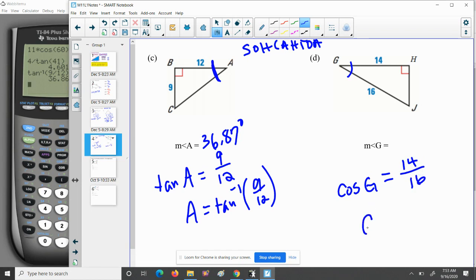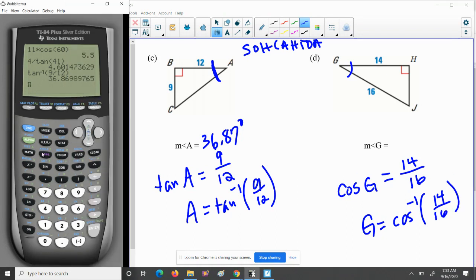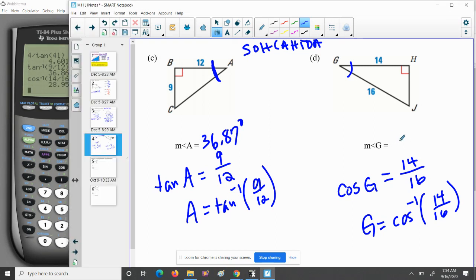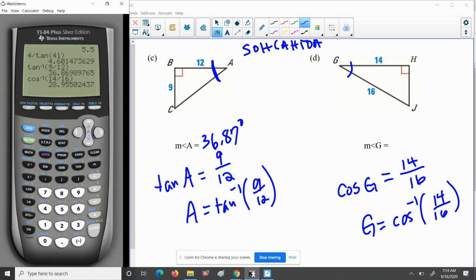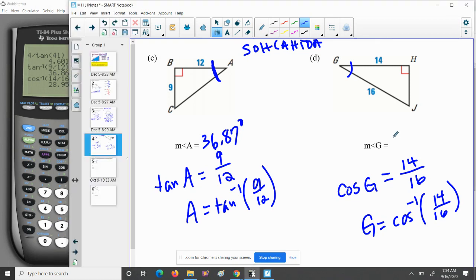Now we want to get the angle, so we're going to have to take the inverse. So we want to take cosine inverse 14 over 16. If we do that over here, hit second cosine 14 divided by 16. Hit enter, and that would be, whoops, what was it? I lost it. 28.955. So 28.955 degrees.